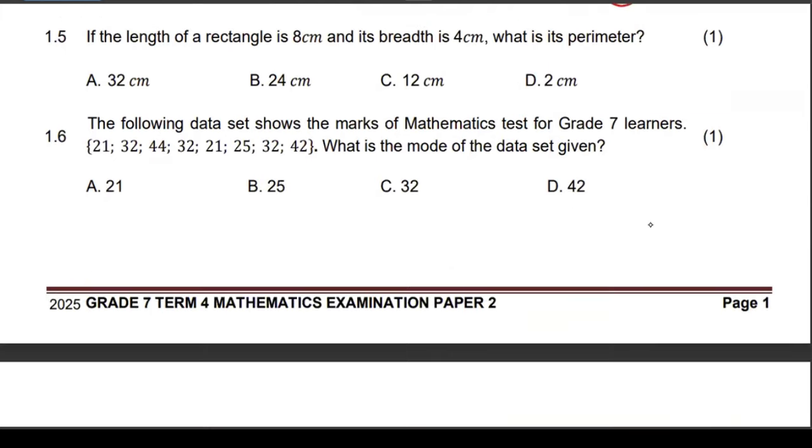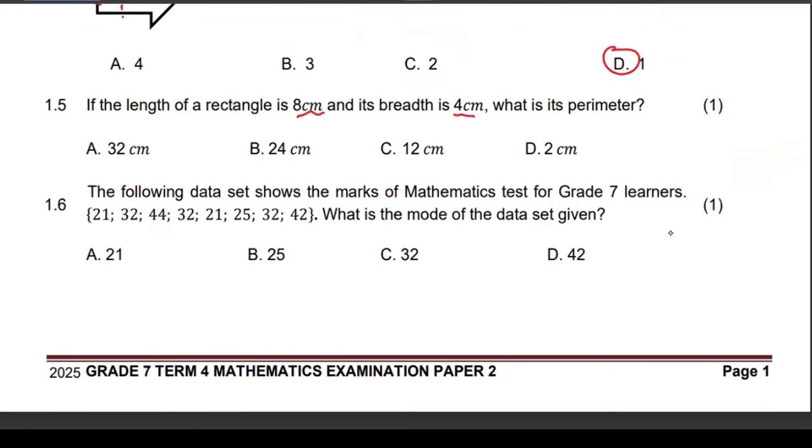1.5, if the length of a rectangle is 8 centimeters and the breadth is 4 centimeters, what is the perimeter? One thing we know about perimeter is that it's the total distance around the shape. So if that is our rectangle, the length is 8, the breadth is 4, the length is 8, the breadth is 4. From our properties of 2D shapes or quadrilaterals, we know that the opposite sides are equal.